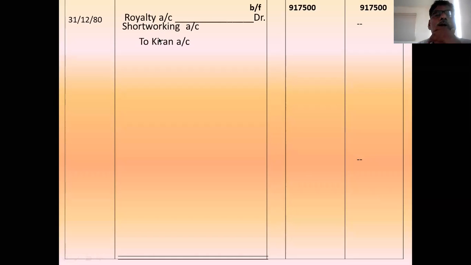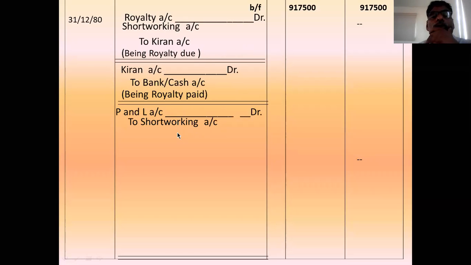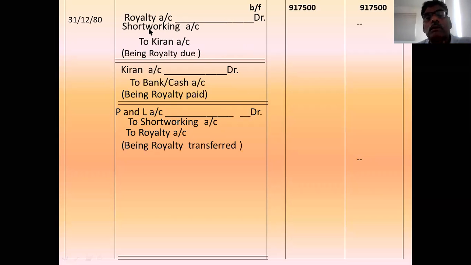Royalty account debtor, short working account debtor to Kiran account. Second entry, Kiran account debtor to bank account. Third entry, P&L account debtor, short working to royalty. You see here. In this first entry, I joined the SW. SW is there, 1980. And in the second entry, there is no short working because SWIR is 0. In the third entry, short working is there. SWIR is there. So I joined the short working. You join according to that.